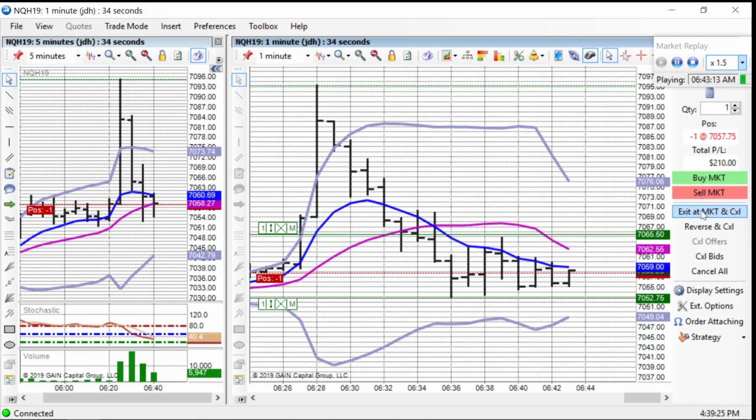But sometimes you just got to give them room to breathe. And I see the 80 MA line is bending inwards. So yeah, I'm just going to wait a few minutes here.